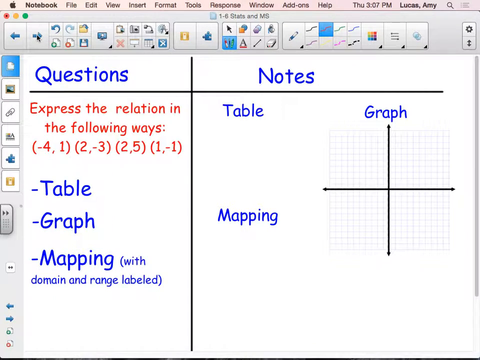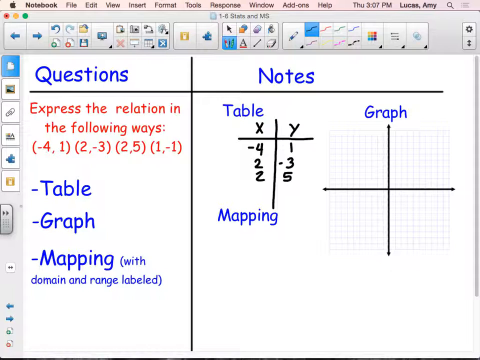Okay, express the relation in the following ways. The relation is a set of ordered pairs, so we've got negative 4, 1, 2, negative 3, 2, 5, and 1, negative 1. We want you to express this as a table, a graph, and a mapping with the domain and range labeled. Okay, so first up, a table. A table, you may recall, is like a T-chart. So I've got a column for X on the left and Y on the right. And then you simply take your ordered pairs, negative 4, 1, 2, negative 3, and fill them in. 2, 5, 1, negative 1. Each ordered pair gets its own row in your table.